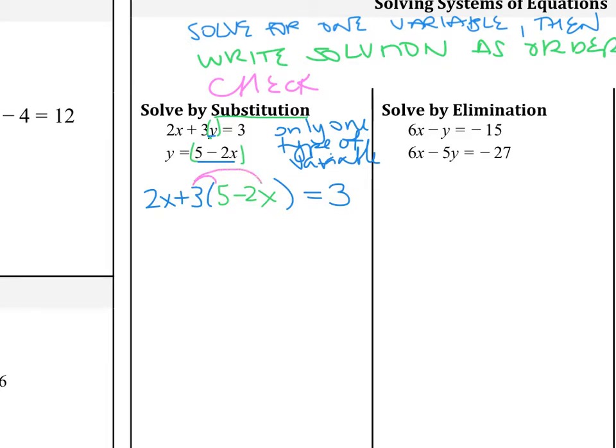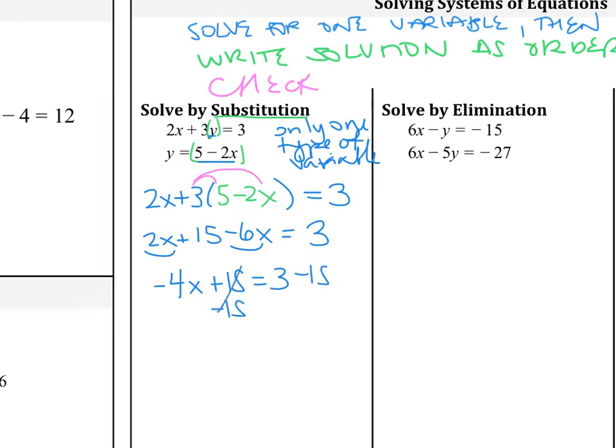So let's go ahead and solve. This is just multiplying. We have to distribute that 3. So we have 2x plus 15 minus 6x equals 3. Then we combine like terms. 2x minus 6x is negative 4x, plus 15 equals 3. To solve for x, we subtract 15. So negative 4x equals negative 12. Then we divide by negative 4. So we know that x equals 3.